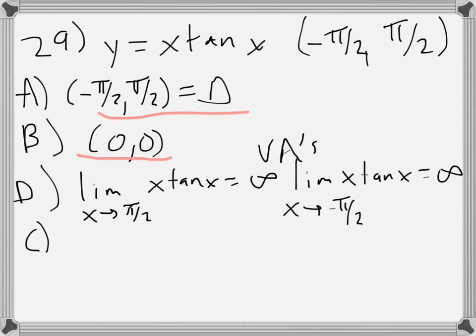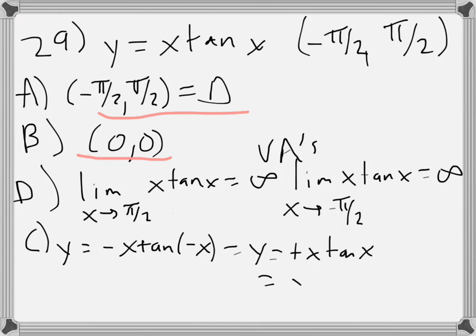C is symmetry. So it's not periodic because of the x, but if we plug in minus x, tangent is an odd function, so I can pull the negative out. So that becomes positive x tan x, or just x tan x, because the two negatives cancel. So what that tells me is that this is actually even, which is kind of surprising. And so that makes sense why it's going to infinity on both sides, because it's an even function, so it's going to look symmetric around 0, 0, around the y-axis.